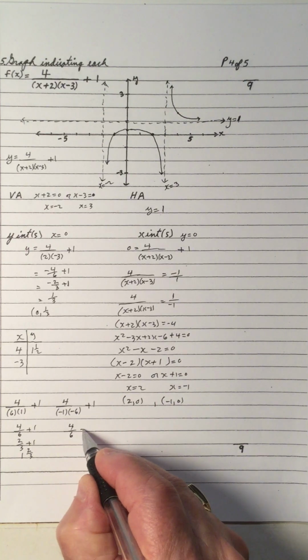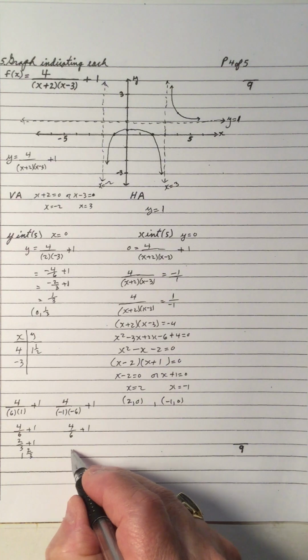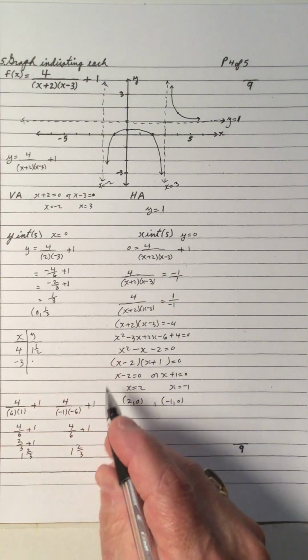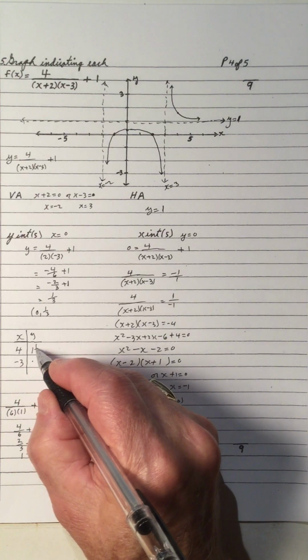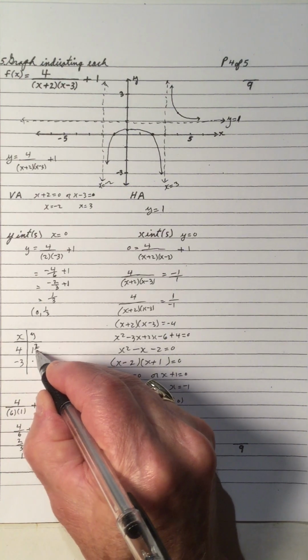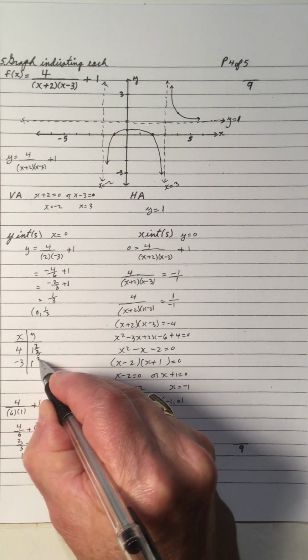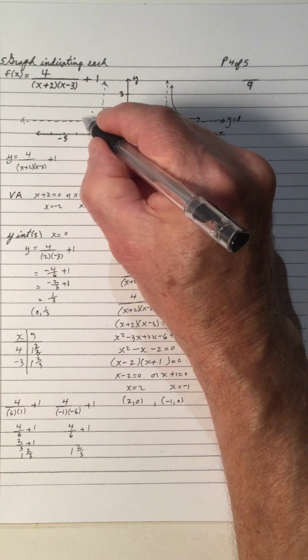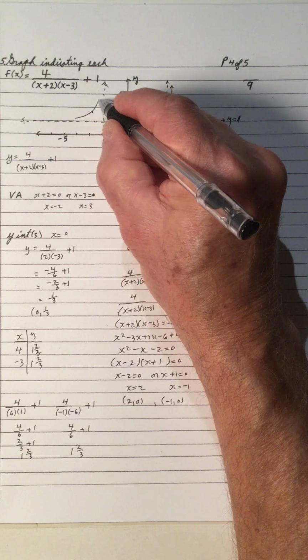4 over 6. And it's the same as here. So it's 1 and 2/3 also. I wrote 1.5, so that's a 2/3. This is 1 and 2/3. So there it is there. So it's doing this.